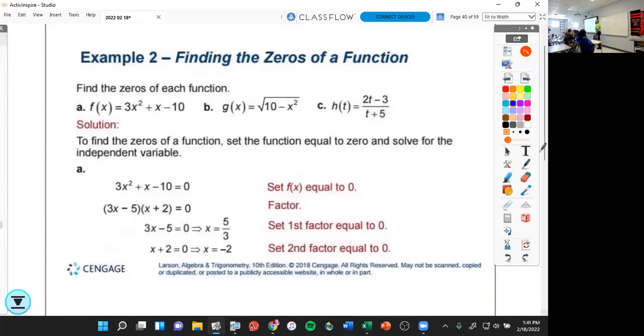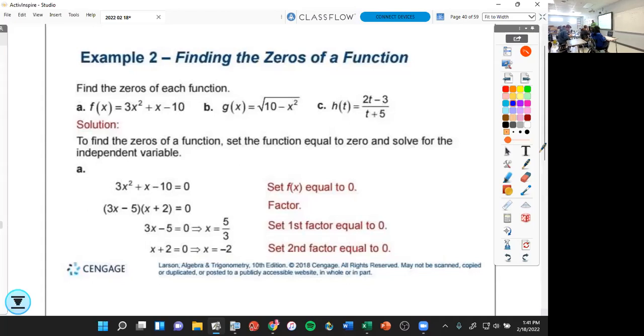Okay. So let's find the zeros. The first one, the work's kind of done for us here. I'm going to write in a couple extra steps. The function is 3x squared plus x minus 10. I want to know the x-intercepts. I want to know the zeros. Well, to find the zeros, you let y equal 0. So by changing f of x to 0, we get 3x squared plus x minus 10 equals 0.